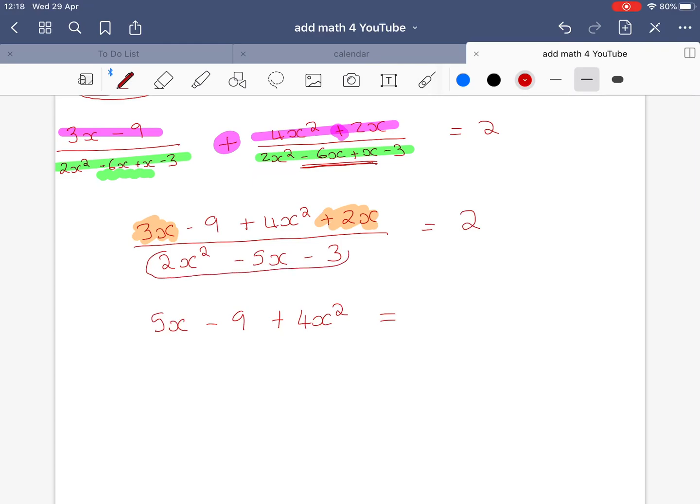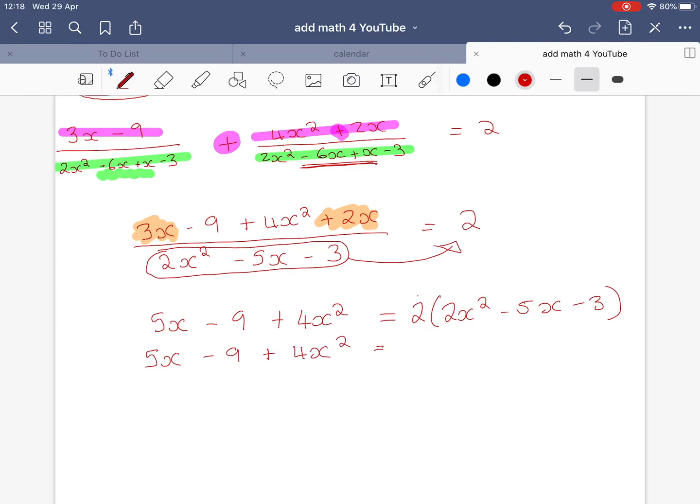What I want to do with my denominator is bring it to the 2. So I want to take it to the other side. I'm basically multiplying both sides by 2x squared minus 5x minus 3, so we're not working with fractions anymore. So this side is still 5x minus 9 plus 4x squared.